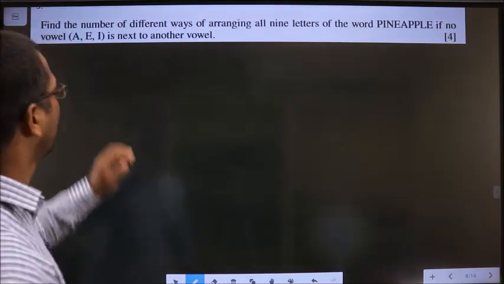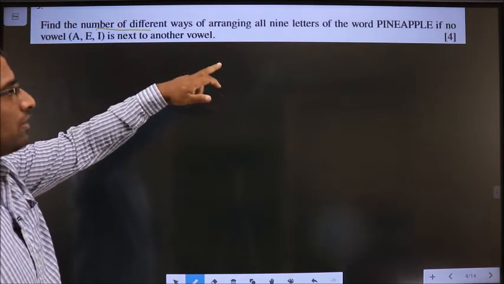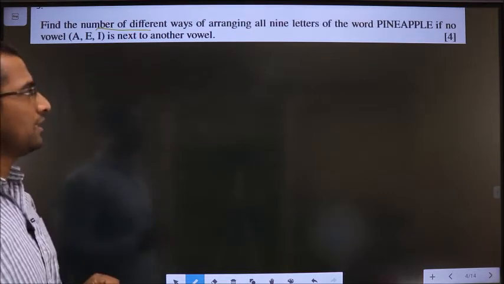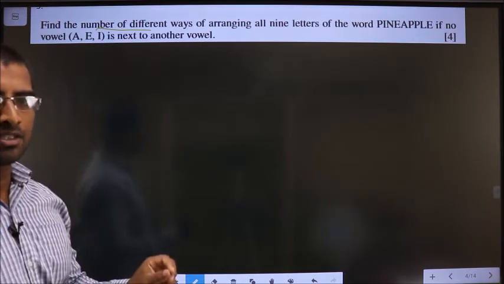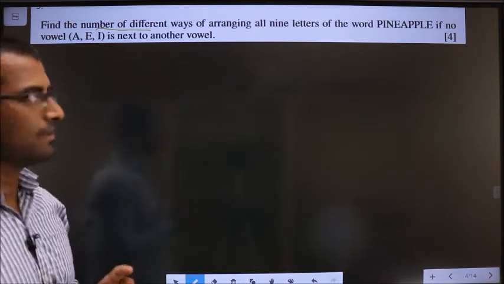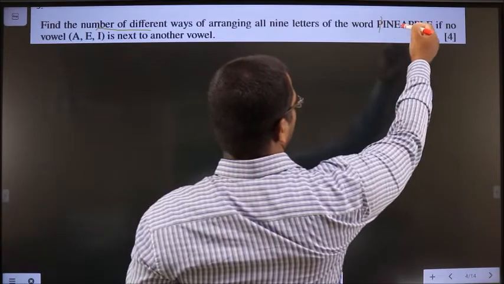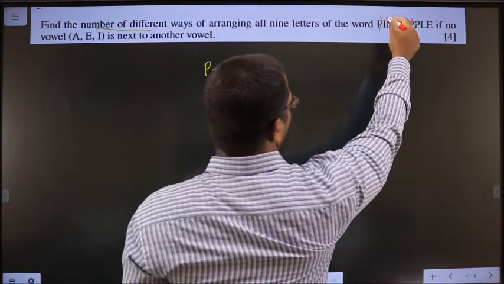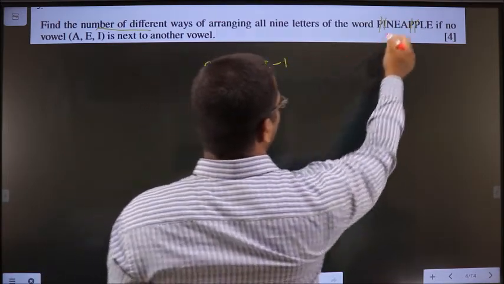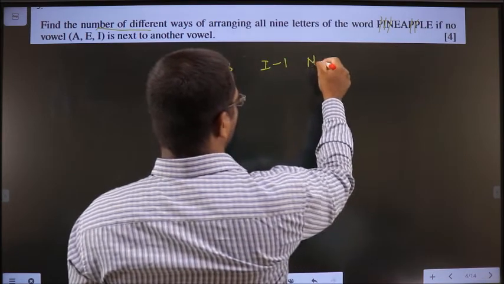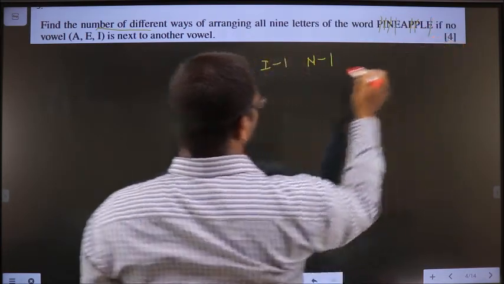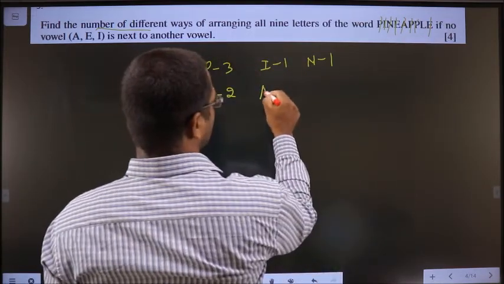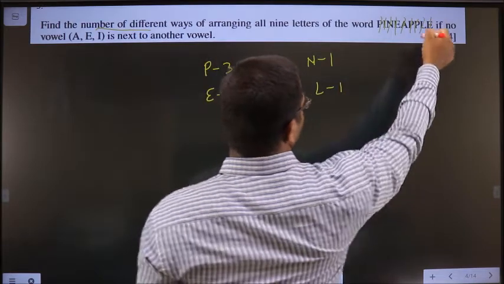Question 4. Find the number of different ways of arranging all 9 letters of the word pineapple if no vowel is next to another vowel. Whenever you come across a word, write how many times each letter has come. Starting with P, once, twice, thrice. So P is 3 times. I is once. N is once. E is twice. A is once. L is also once.